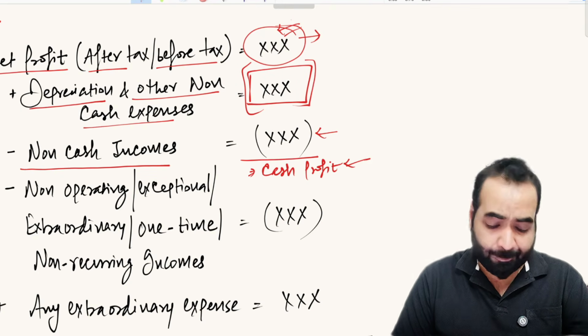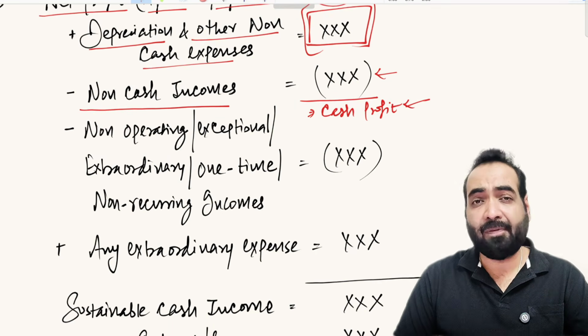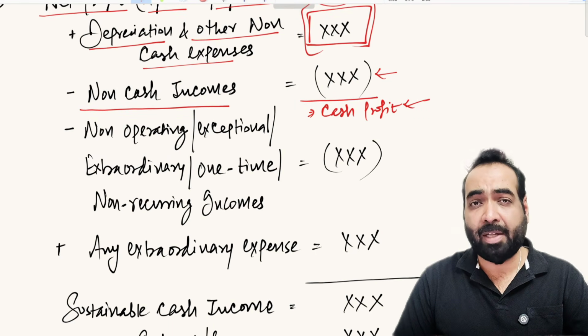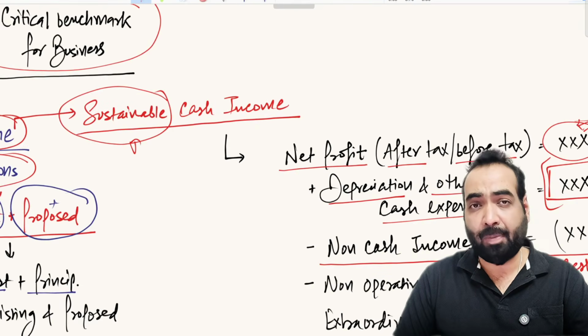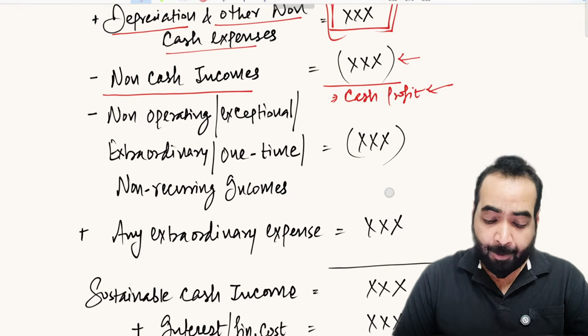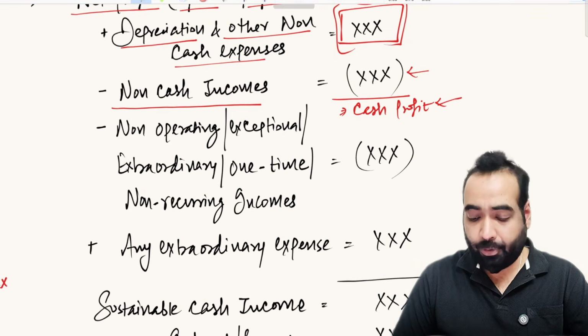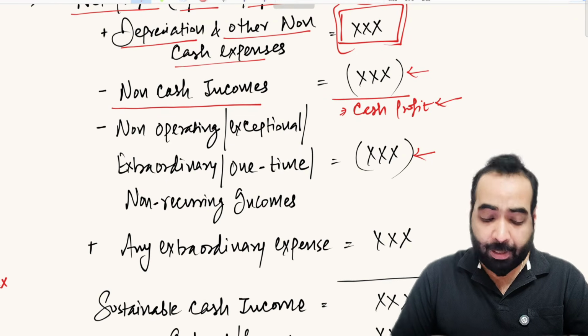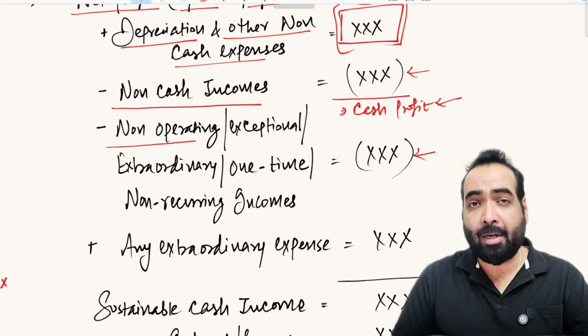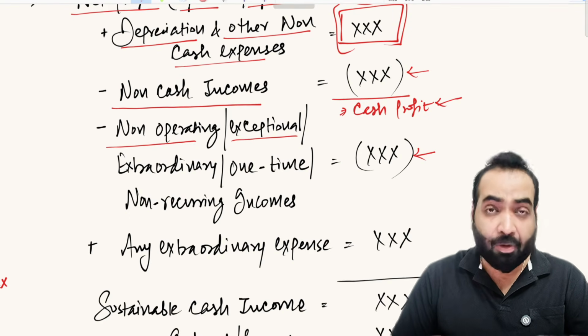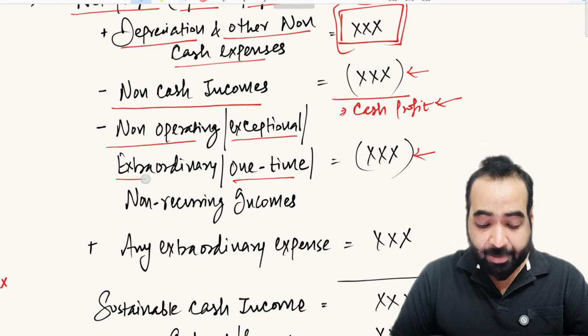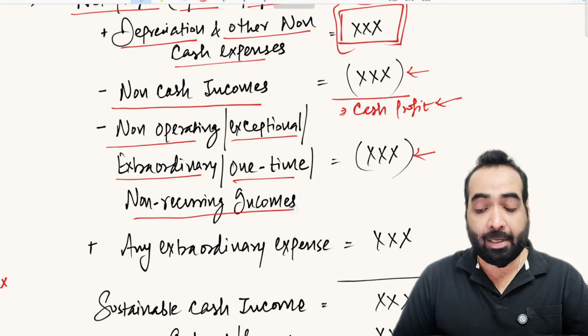Now there is a very important adjustment that you need to make. We want to calculate the sustainable income of the business. Sustainable income. So you clear out any such type of income which is non-operating, which is exceptional in nature or one-time in nature, which is extraordinary, which is non-recurring in nature.